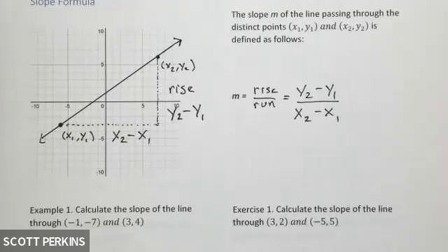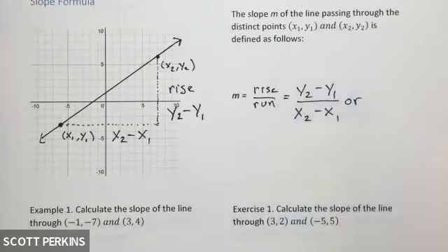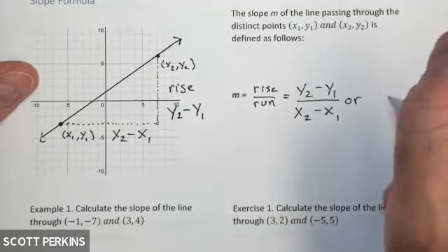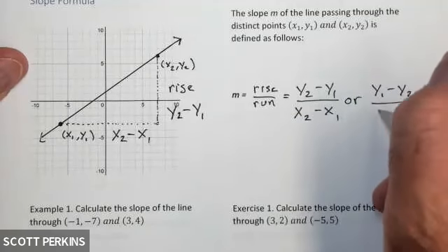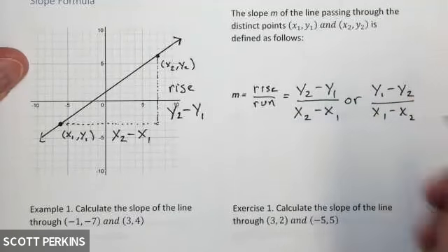Now, a question you might have: does it matter which one I call x2 and y2 and which one I call x1 and y1? The answer is absolutely not. You could say that the slope is y1 minus y2 divided by x1 minus x2.